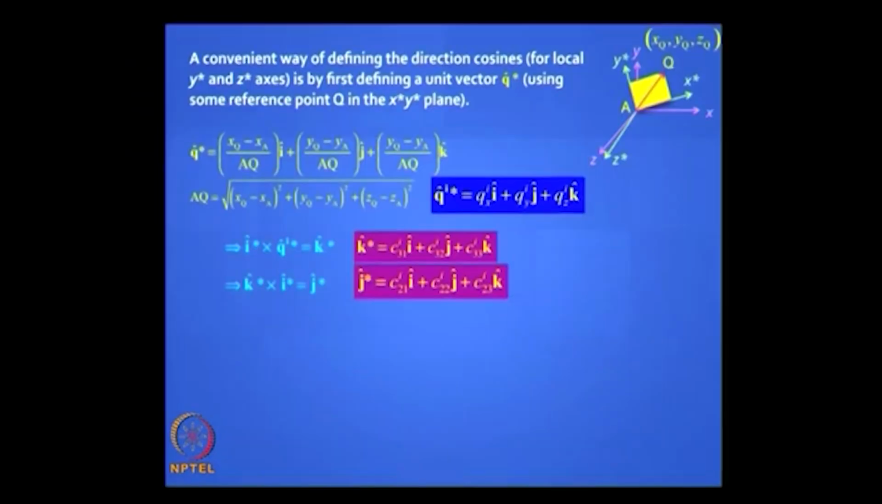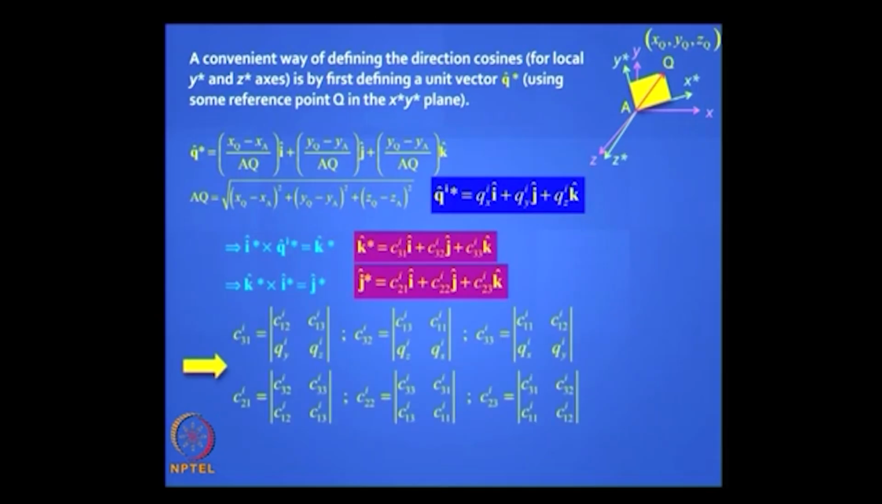I take the cross product. I know I star, and I now have q star. The cross product will point in the z star direction, perpendicular to that yellow plane there. So I have K star. Now, how do I get J star? Perfect. That is what I do next: K star cross I star gives J star. So it is simple vector mechanics, a little bit of visualization. Then if you expand these equations and solve them, you will get these equations.